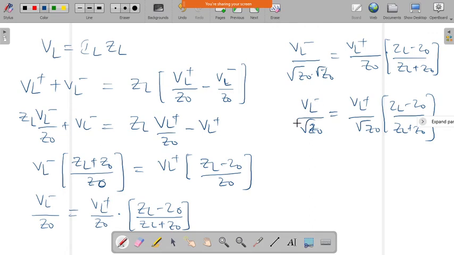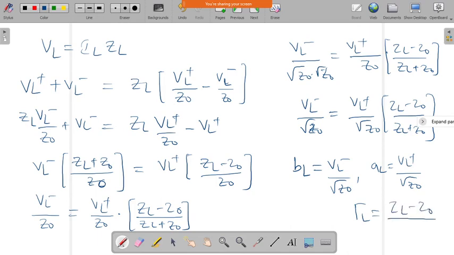We can represent this signal as BL, which is nothing but VL minus divided by root Z0, and similarly AL, which is nothing but VL plus divided by root Z0. In terms of the nodes, (ZL minus Z0) divided by (ZL plus Z0) we can represent as the load side reflection coefficient.